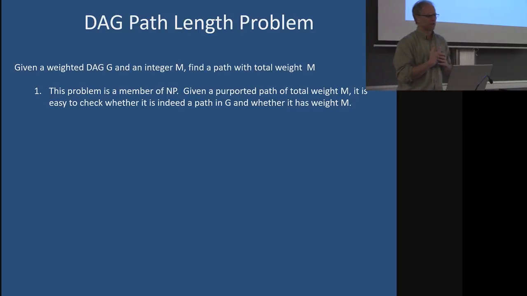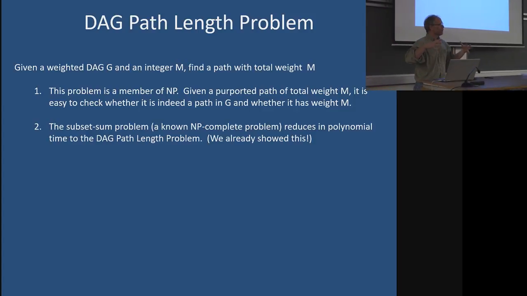So it's easy to argue that this problem up here, this DAG path length problem, is a member of NP. Now, the second step is, we've got to reduce a known NP-complete problem to it. The subset sum problem is a known NP-complete problem. And we already showed how to do such a reduction. So the fact that the subset sum problem is NP-complete, and the fact that we have previously shown how to reduce the subset sum problem to this DAG problem, proves that the DAG problem is NP-complete. Okay?